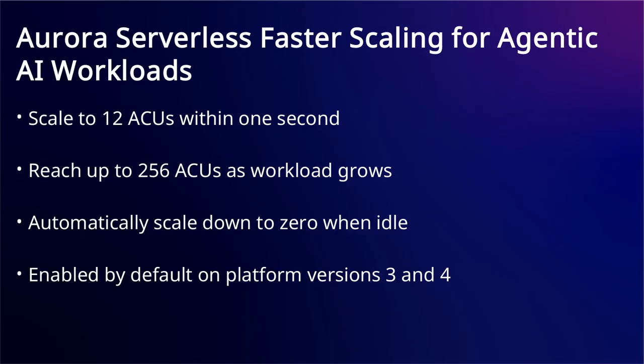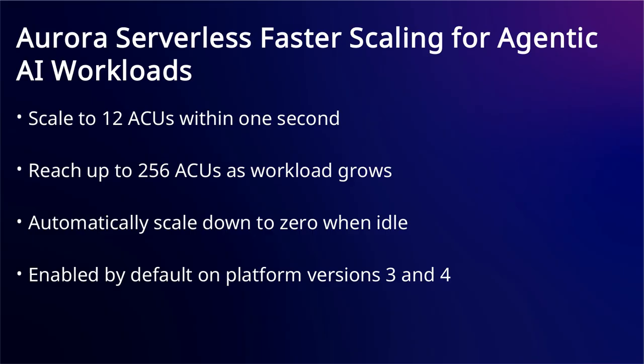Agentic AI applications experience bursts of activity followed by long idle periods with unpredictable traffic patterns, requiring database capacity that can respond instantly and scale efficiently. Aurora Serverless now addresses this by scaling to 12 ACUs within 1 second during scale-up events, then continuing to scale up to 256 ACUs as your workload demands increase. When your workload completes, it automatically scales down to 0, ensuring you only pay for the capacity you actually use.